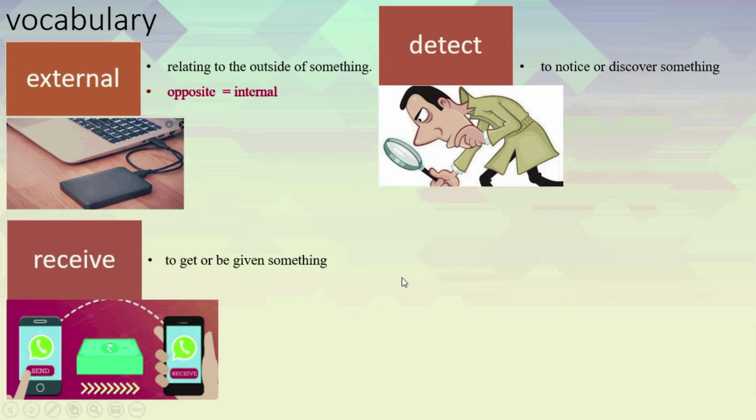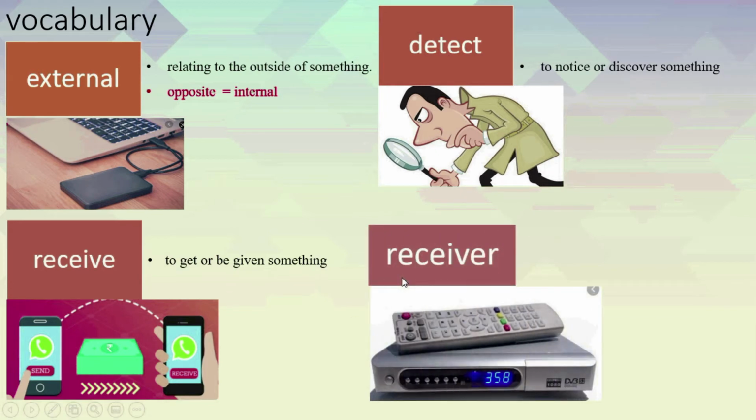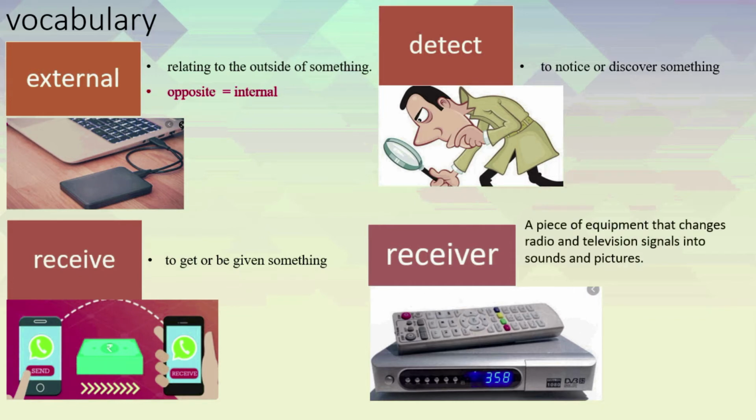Our next word is receiver. I think you all have receivers at home. You've seen something like this at home, like the beIN receiver, the one you use to watch football matches. A receiver is a piece of equipment that changes radio and television signals into sounds and pictures.